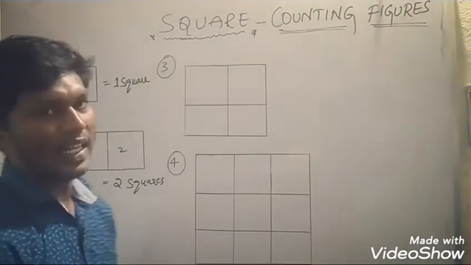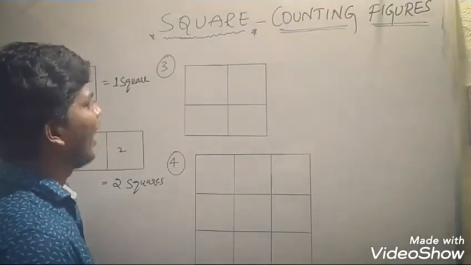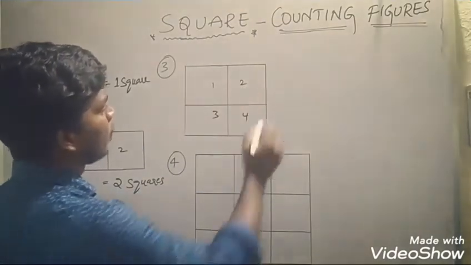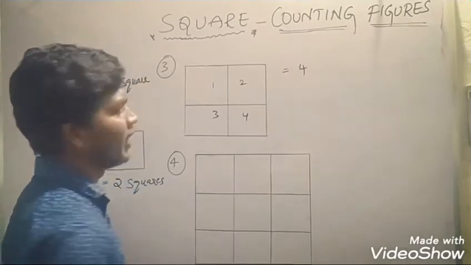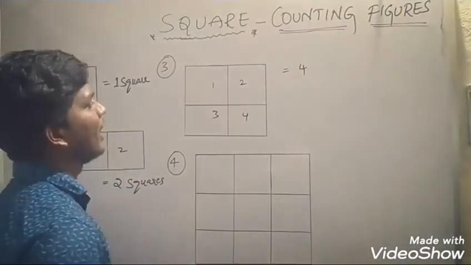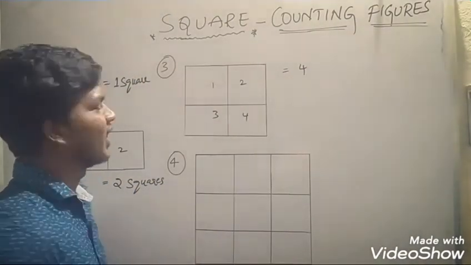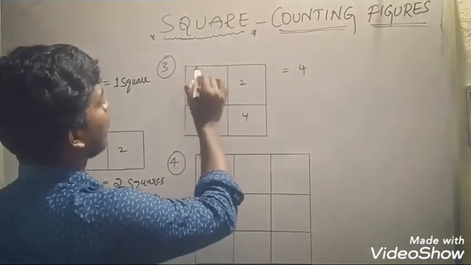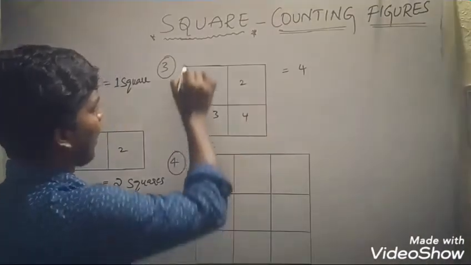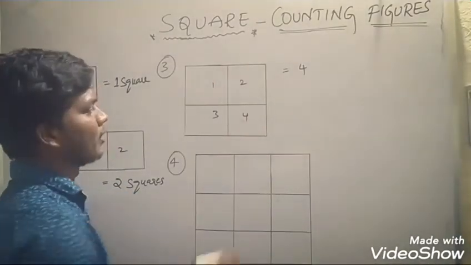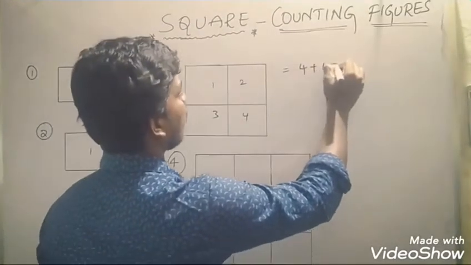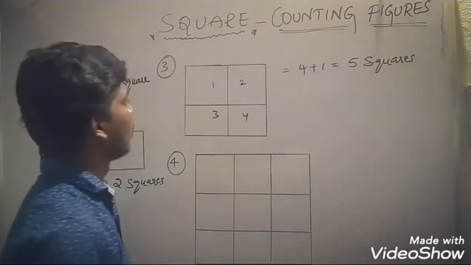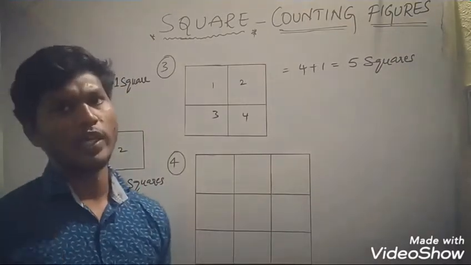Next, in figure number 3, we have 1, 2, 3, 4. So we have 4 individual squares, but the problem is not yet completed, and we have one more square, that is the combination of 1, 2, 3, 4. See friends, the outer line makes another square. So the number of squares is 4 plus 1, which is 5. Okay friends, so in figure number 3 we have only 5 squares.